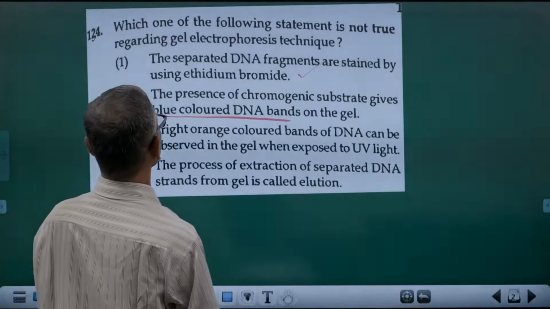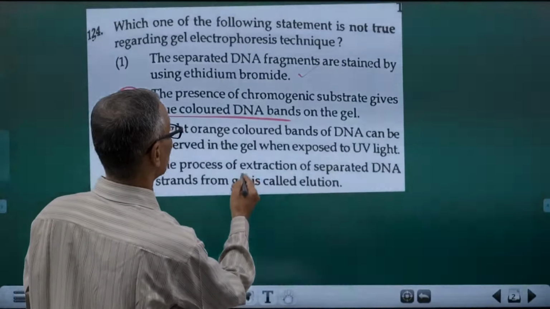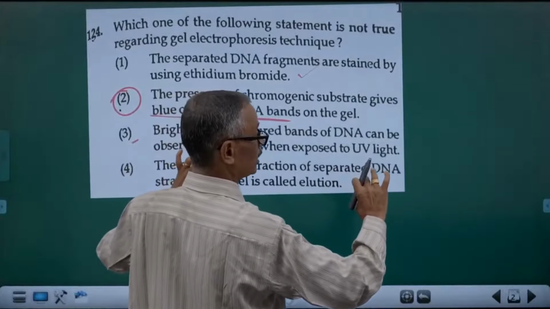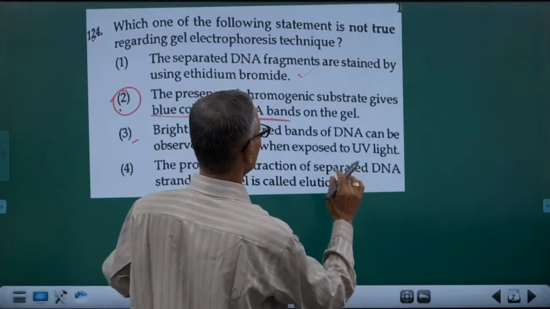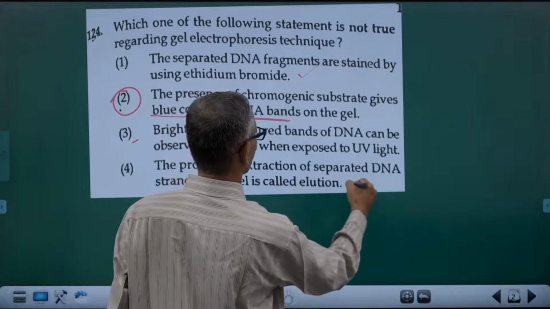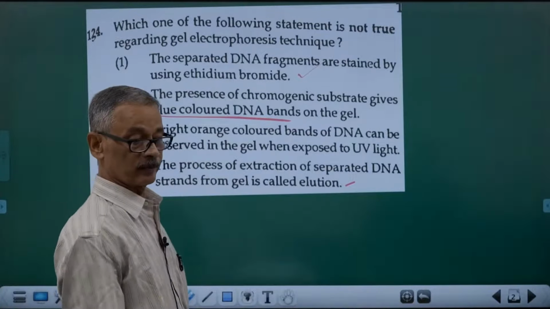We see them as bright orange colored ones, and the process of extraction of separated DNA strands from the gel, that is, we cut out that piece of gel and transfer it to a suitable solvent, is called elution. So all are correct except for the second one.